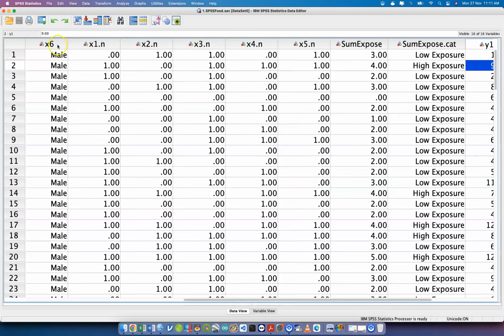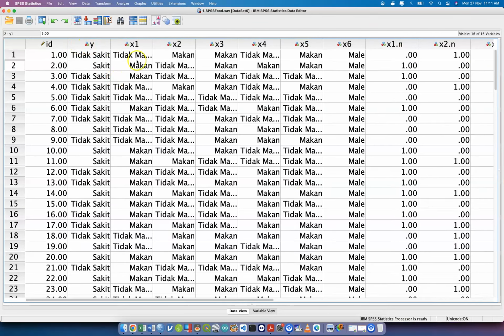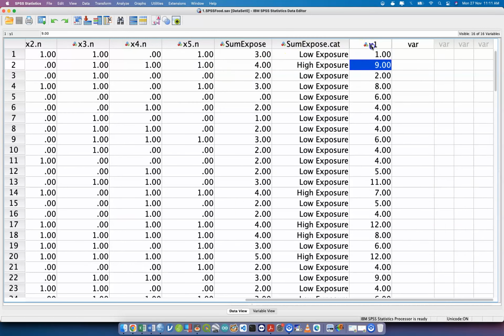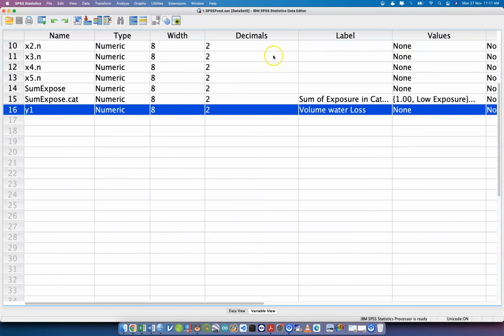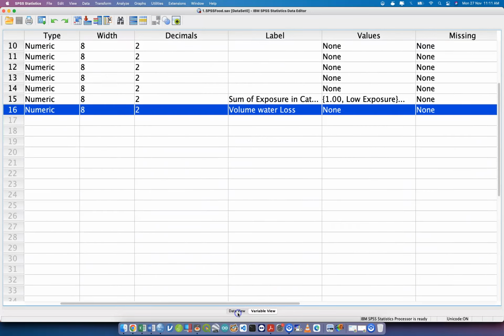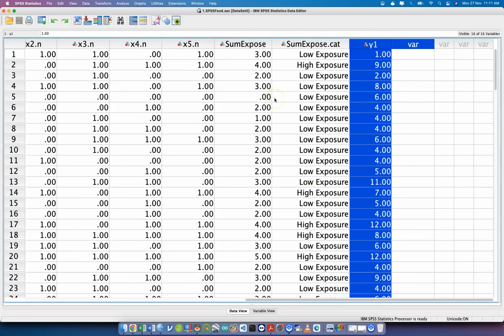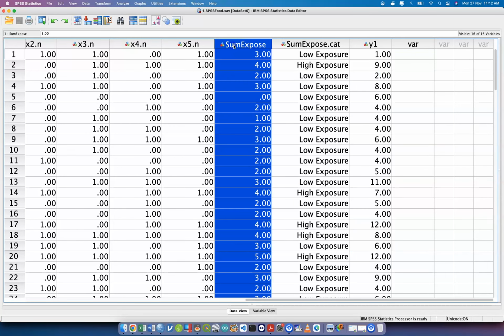So I have here an example of a dummy Y, Y1. Y1 is an example of the volume of water loss. Let's say volume of water loss is only an idea and an example about these issues, together with the sum of exposure. Sum of exposure is the scoring of the exposure. Let's say this is not a theoretically good example, but I will give the idea to show the mechanics of how you run the analysis.